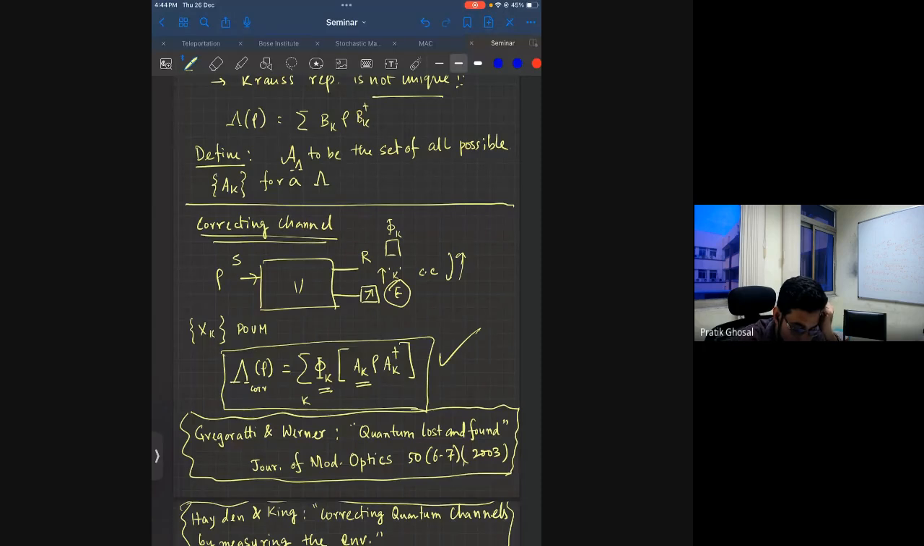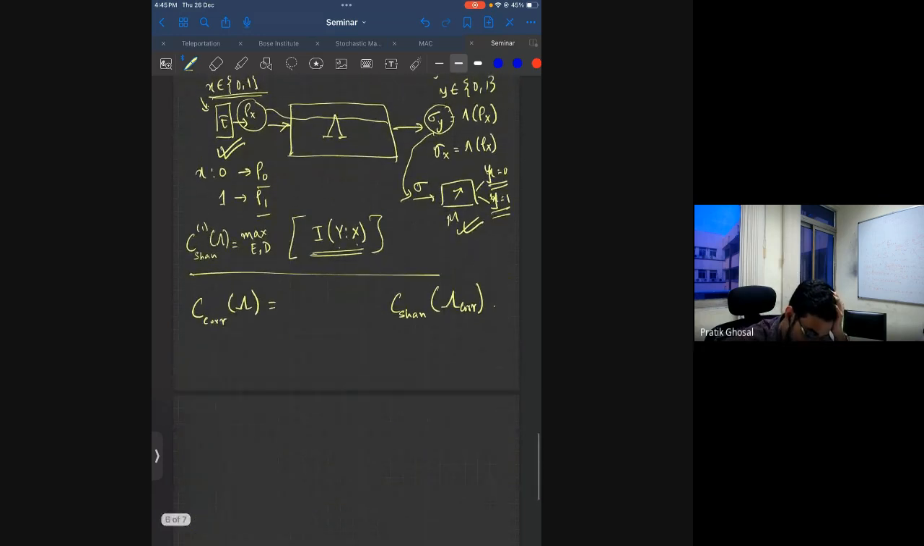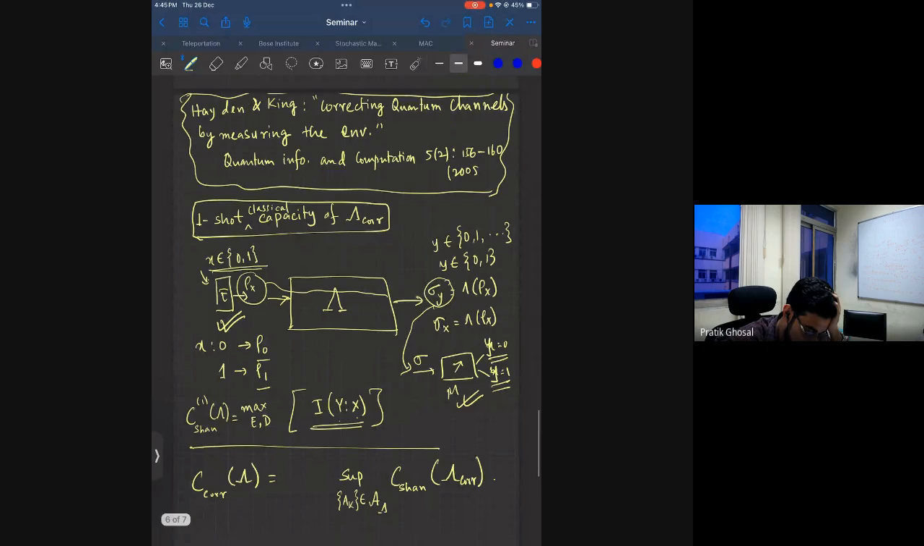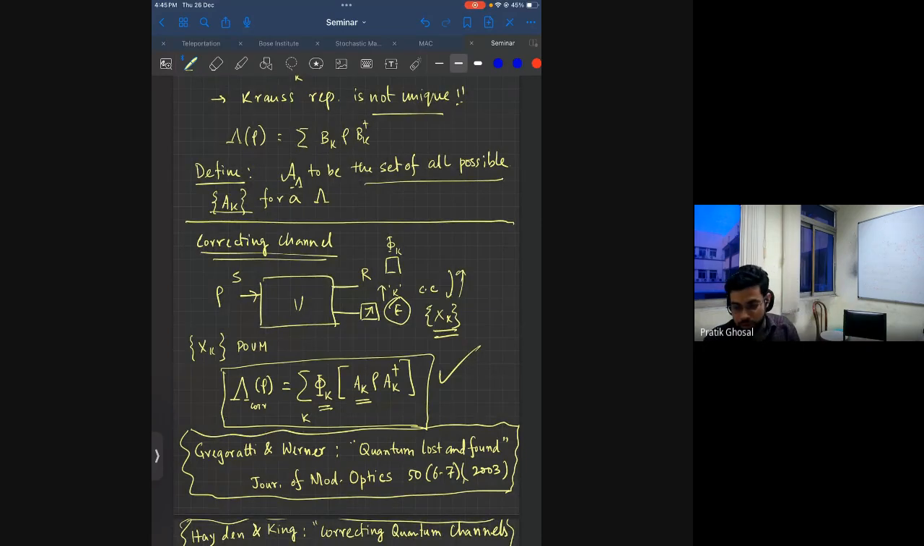So you have to optimize over all possible POVMs that are implemented by the environment. And this actually steers the state at the receiver end. So you have to take into account the optimization over all possible POVM operations. For a given channel, you first have to optimize over all possible Kraus representations, because as I said, Kraus representations are related by the measurement choice of the environment. So you have to take the supremum over the Kraus representations that belong to A lambda. A lambda, as I defined earlier, is the set of all possible Kraus operators that are admissible for a given channel.